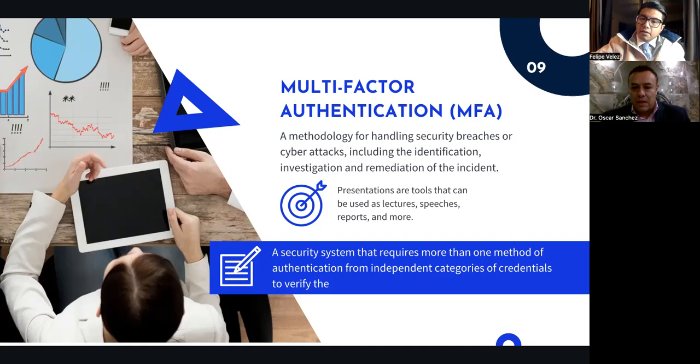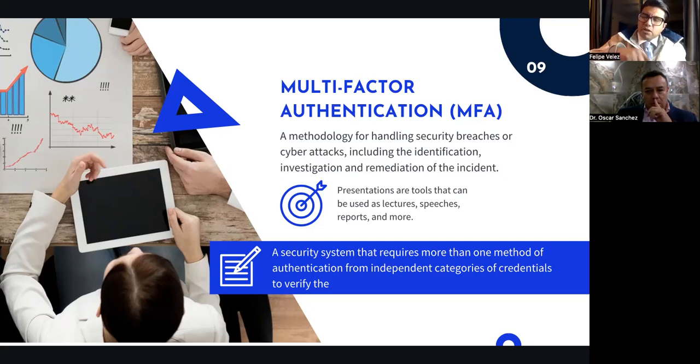The identification, investigation. We don't say identification, we say identification. Including the identification, investigation, and remediation of the incident. Okay, let's go again. Multi-factor authentication, MFA, a methodology for handling security breaches or cyber attacks, including the identification, investigation, and remediation of the incident.